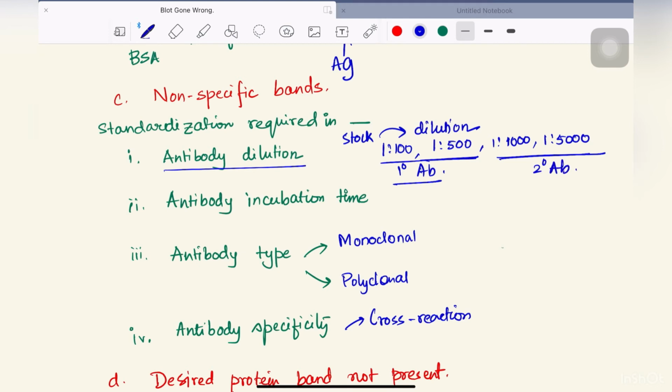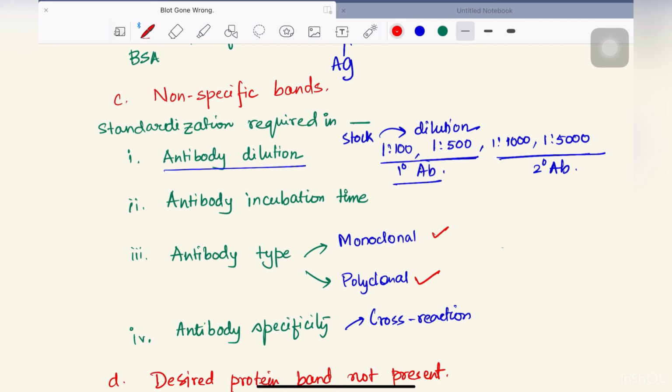So this antibody dilution you have to take care of. Next thing is incubation time. As I've already mentioned in the previous point as well, you have to standardize how much time you're incubating with primary or secondary antibody. It also depends on the type of antibody that you are using. It may be monoclonal or it may also be polyclonal. So these things you have to play around with. If your antibody is monoclonal, it might require lesser incubation time. So this has to be considered.